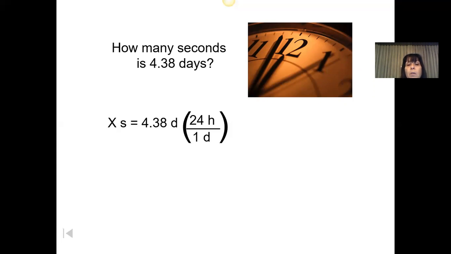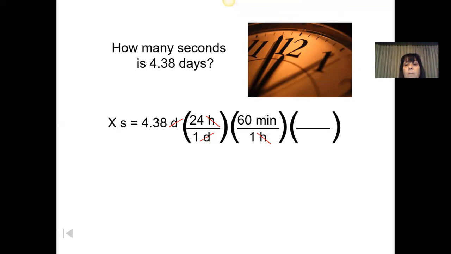That will give me a conversion that will take out the day unit, but I still have to go to seconds. So now I'm going to have to find another conversion for hours. And again, everyone probably knows that 60 minutes is an hour. So if I use that conversion, I can cancel the hours out. And finally, I can go from the minutes to the seconds. We know that there are 60 seconds in a minute. And in this case, the minutes will cancel out.